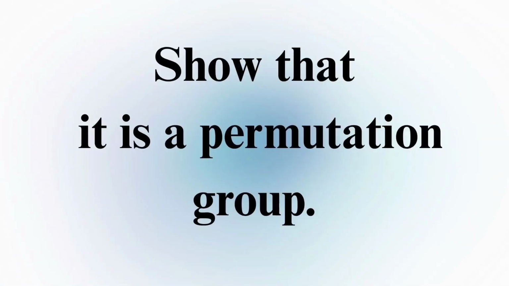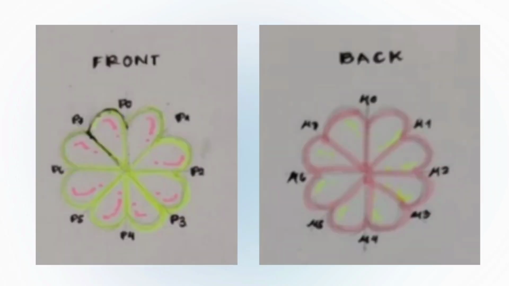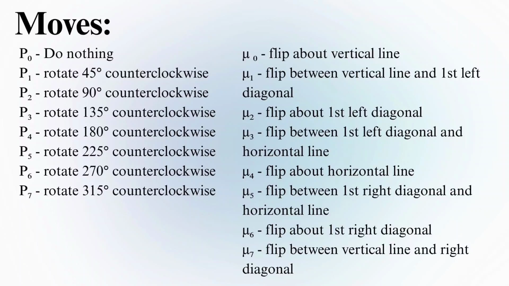Now let's show that it is a permutation group. So here's our front and back figures. In our permutation group, here are the elements that we had that correspond to their moves. For p sub 0, meaning do nothing.